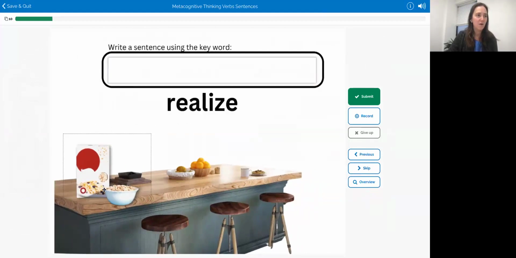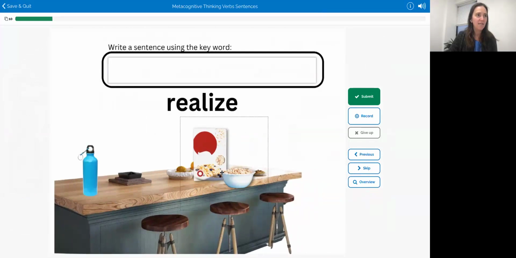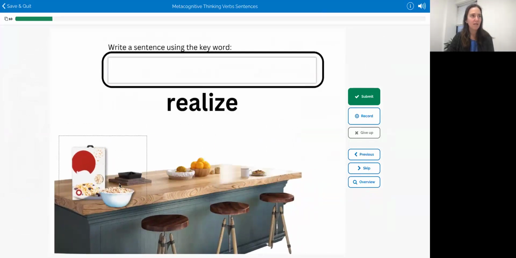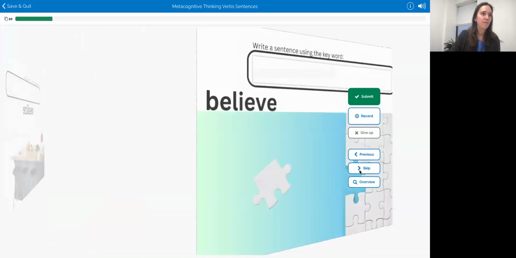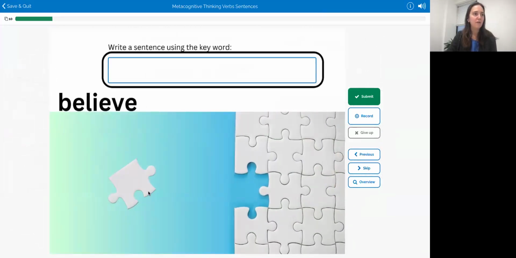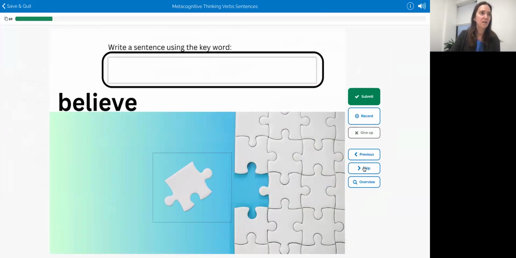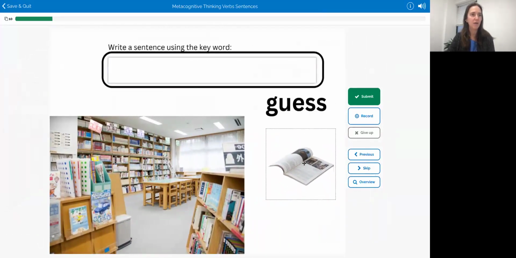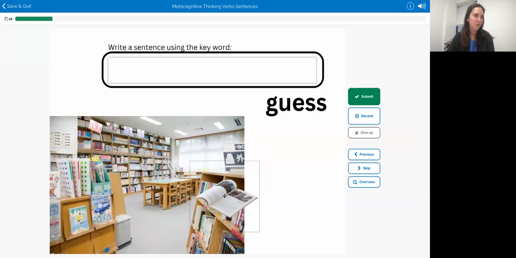Realize, and there's always a moving part. Oh, I realized that I left my water bottle on the kitchen table. I better go get it. Believe. We can say, I believe this puzzle piece should fit in that spot. Here we have to use the word guess. Okay, I guess we can return this magazine to the blue bin, or I guess we should just leave the magazine on the table.